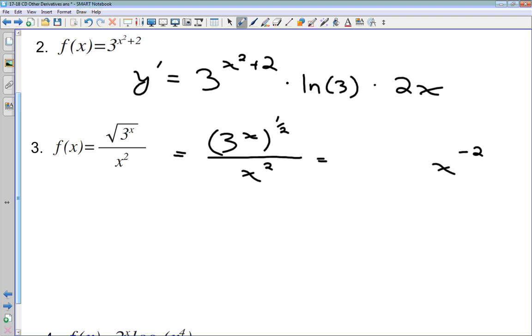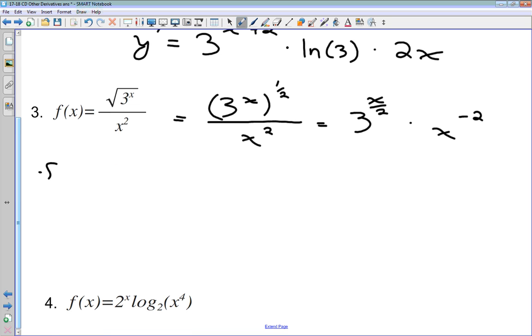And the other thing we can do is we've got a base 3 to some exponent to another exponent. So we're doing the power of a power, so we can multiply those two exponents together. So this is going to be 3 to the x over 2 times x to the negative 2. So now we can start taking our derivative here, f primed at x. Right? We're going to have to use product rule, because we have two functions of x multiplied together, u and v.